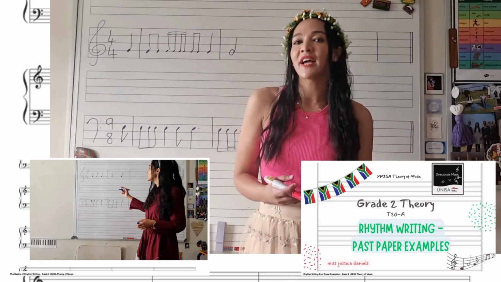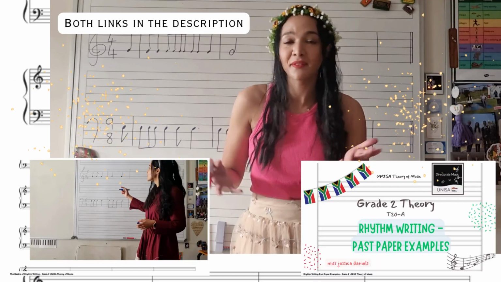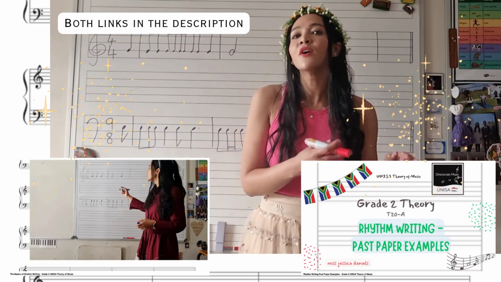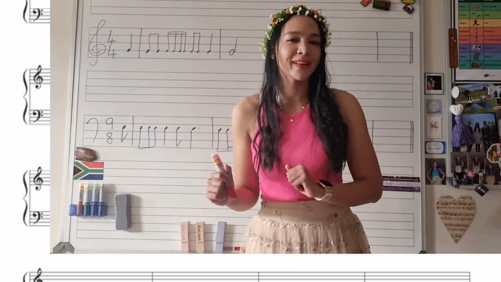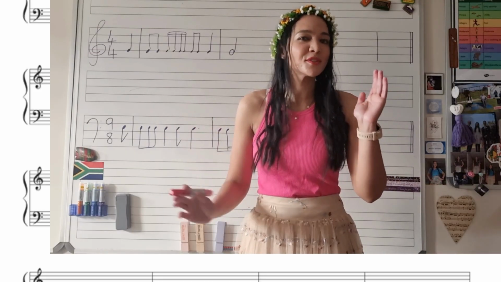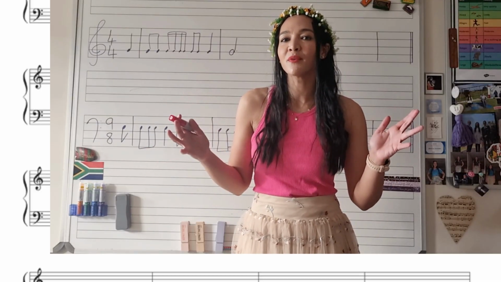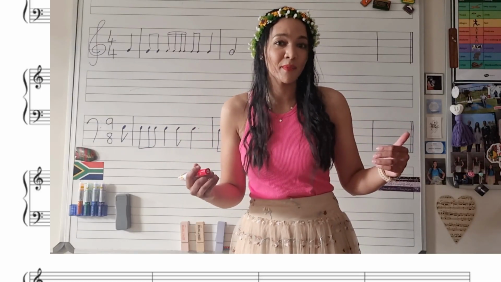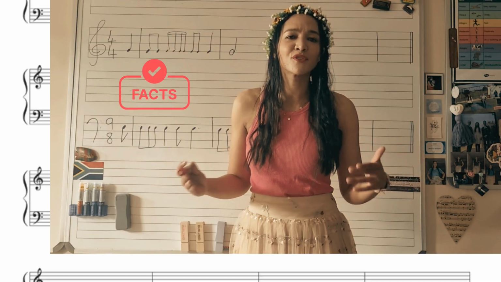Then the other video looked at past paper examples from 4 consecutive past papers, and guess what? No upbeats. But today we are specifically going to look at upbeat examples, only 2, one in simple time, one in compound time, just so that you can practice this, listen to it, and prepare for your rhythm writing in case upbeats do come up. And whether or not they actually do come up in the exam, it's fruitful to know this for life.